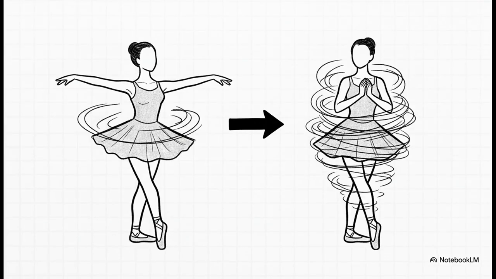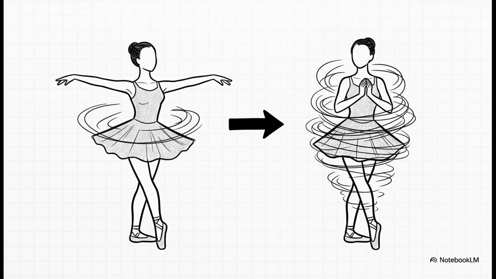So let's solve the mystery of the dancer. When she's spinning with her arms stretched out, the mass of her arms is at a large distance, a large R, from the center of her body. Then she pulls her arms in. What happens? She reduces that R. But remember the law we just learned? Since there's no one pushing or pulling her, no external torque, her total angular momentum, L, has to stay the same. It must be conserved.